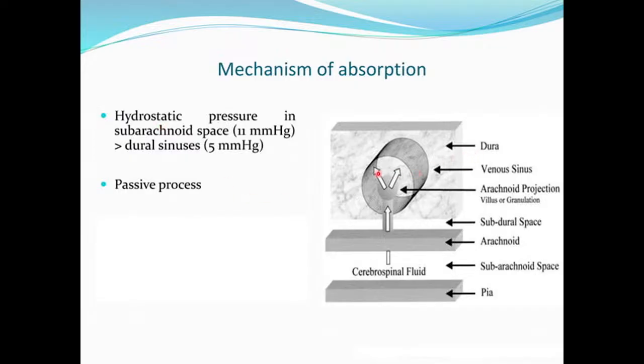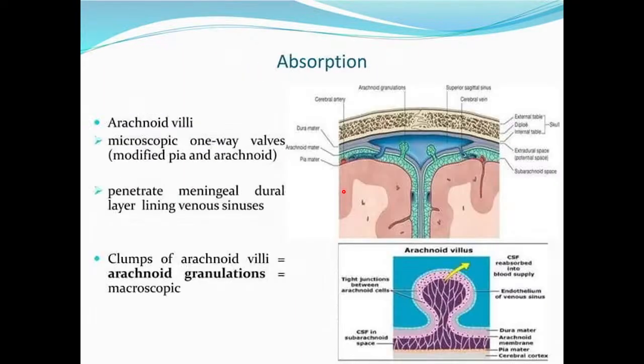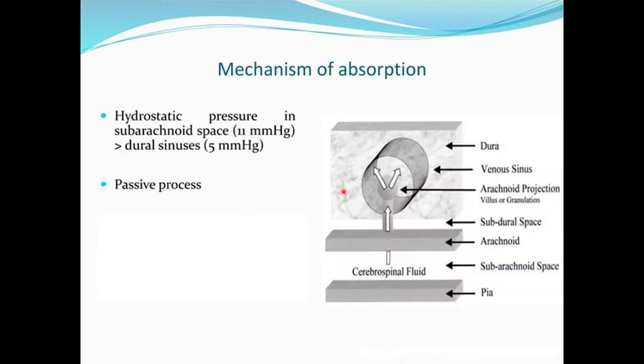This is the technical diagrammatic representation of how the outpouching of the granulation tissue inside the sagittal sinus leads to gradient-dependent flow of the CSF to the sagittal sinuses or the venous spaces. The pressure inside the dural sinus is less than in the subarachnoid space. So, there is a gradient for flow of the CSF from the subarachnoid spaces to the blood-filled spaces, the venous spaces, that are called sinuses of the brain.